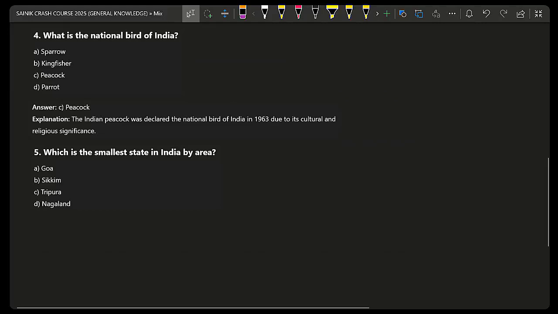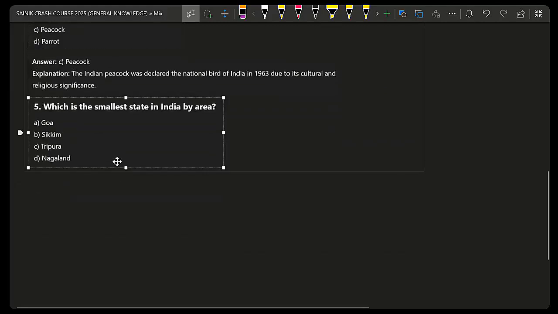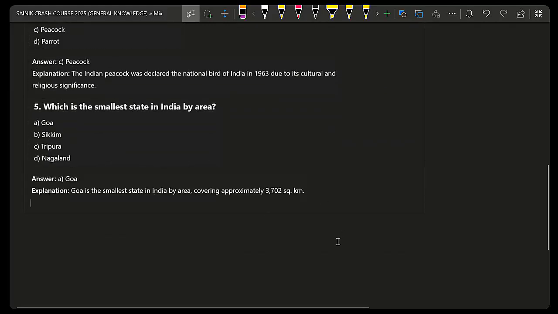And the time up. Everybody gave correct answer, and the correct answer is very good. The correct answer is Goa. Goa is the smallest state in India by area, covering approximately 3,702 square kilometers. That is the area of Goa.